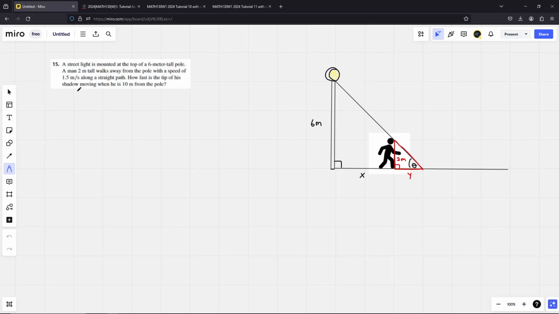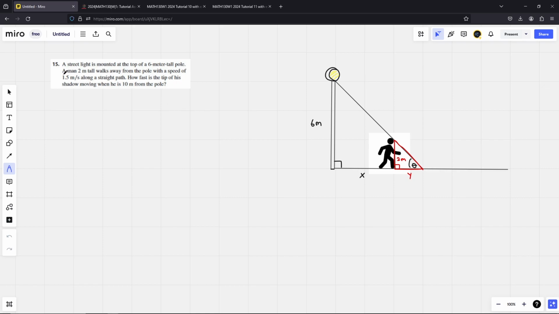Okay, so today we're going to be looking at the shadow problem with regards to related rates. They tell me that a street light is mounted at the top of a 6-meter pole. So here's my 6-meter pole and here's my street light, and the street light is forming a diagonal beam which is going towards the horizontal line, as you can see.